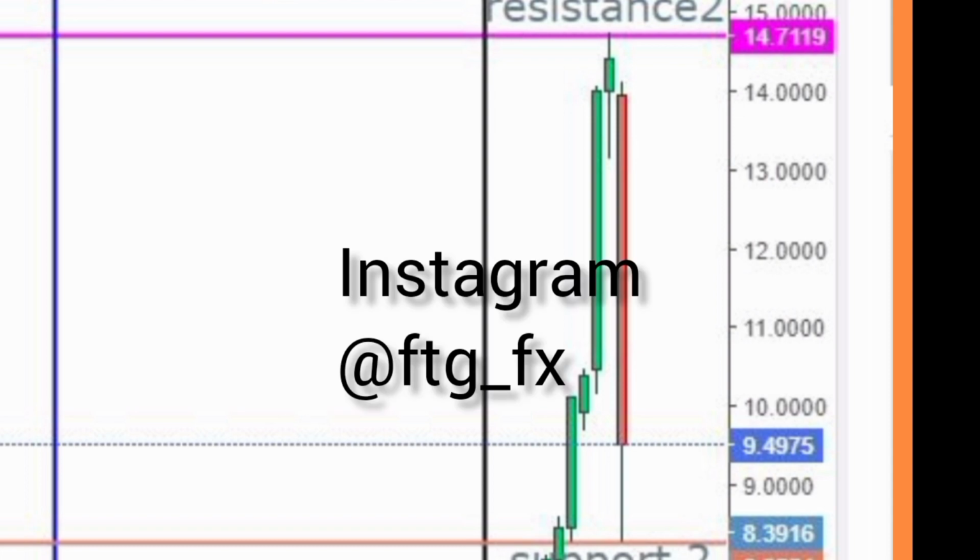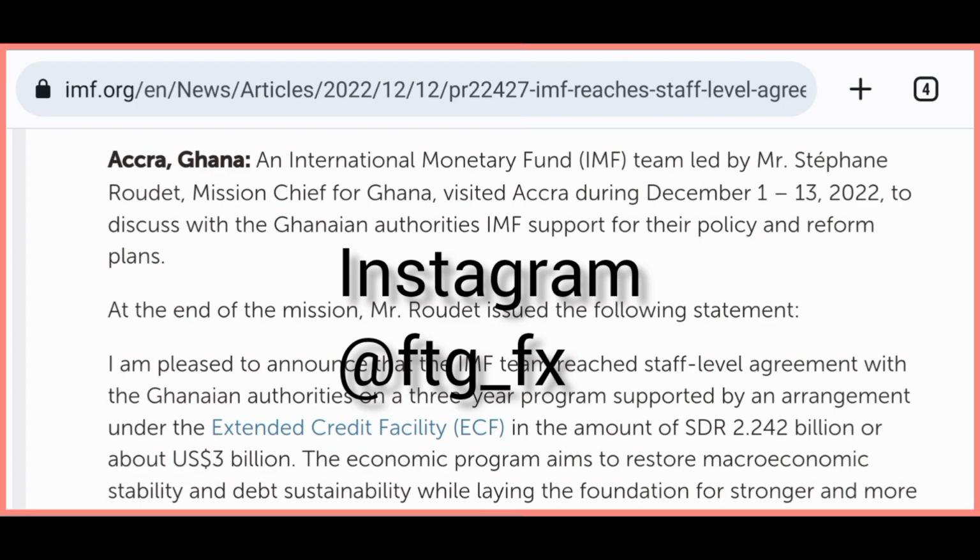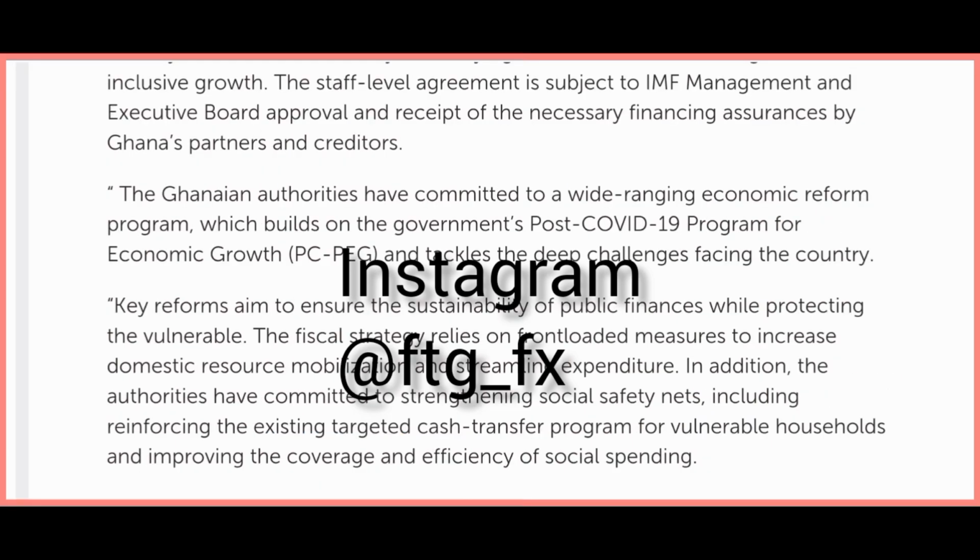What could cause this? On the 13th of December 2022, the IMF team reached a staff level agreement with the Ghanaian authorities on a 3-year program supported by an arrangement under the Extended Credit Facility (ECF) in the amount of 3 billion USD. The economic program aims to restore macroeconomic stability and debt sustainability while laying the foundation for stronger and more inclusive growth.